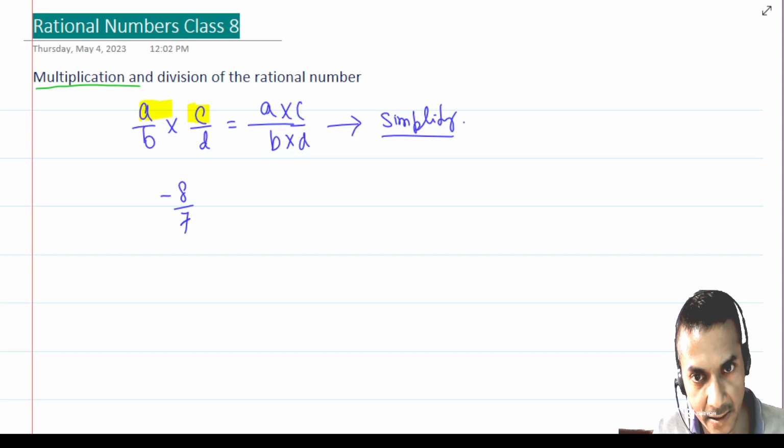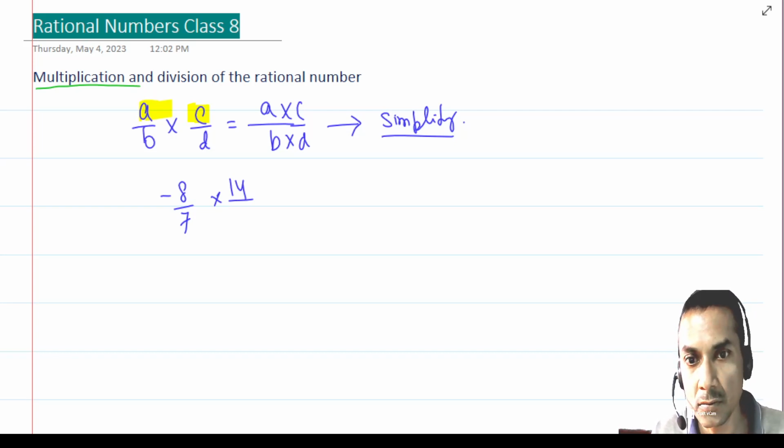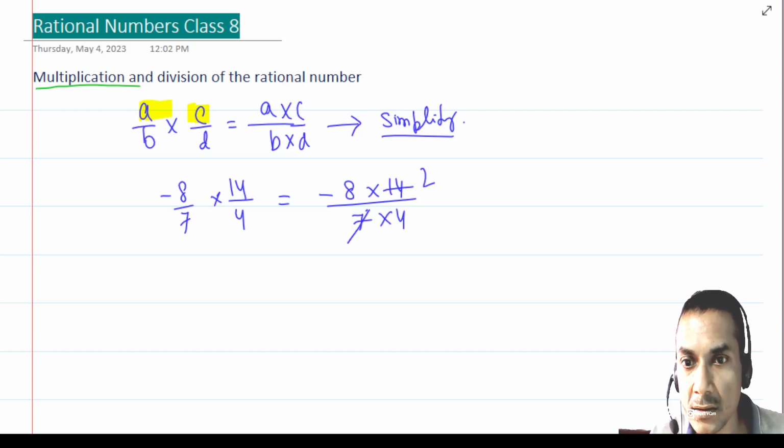minus 8 by 7 into 14 by 4. Clear? So minus 8 into 14, all numerator value, and 7 into 4. Then you have to simplify. 7 twos are 14, 4 twos are 8, so it is minus 4 by 1, minus 4. Clear? This is the answer.